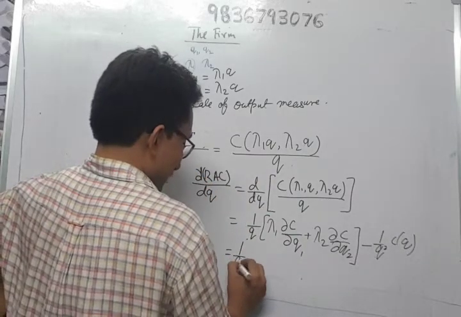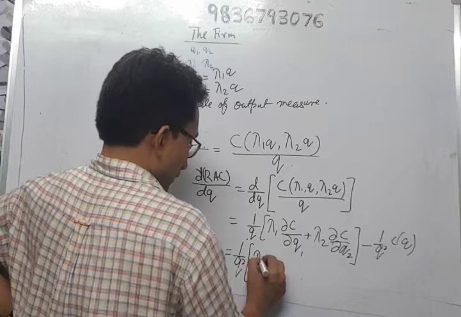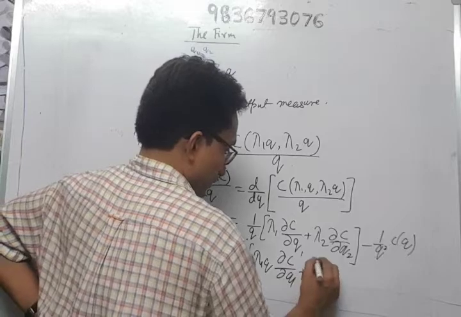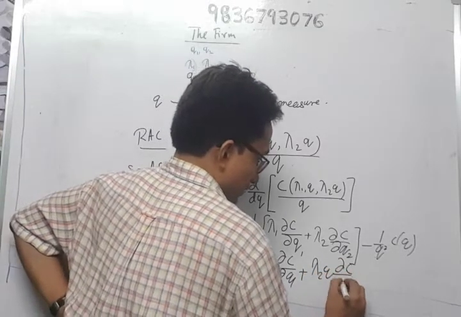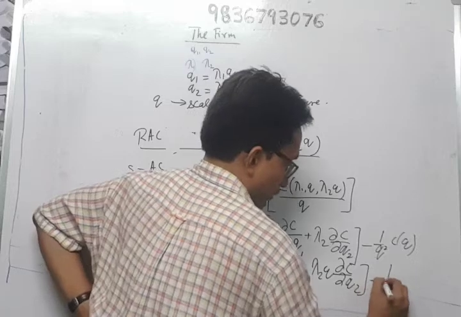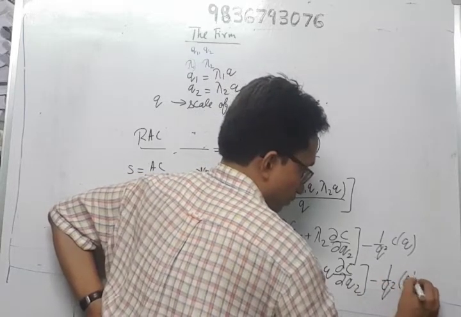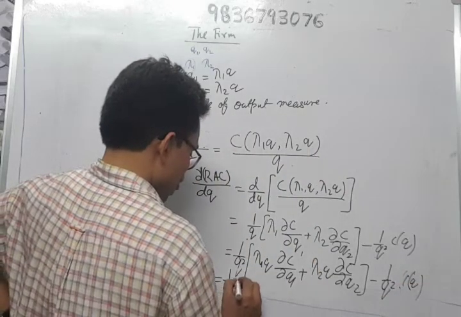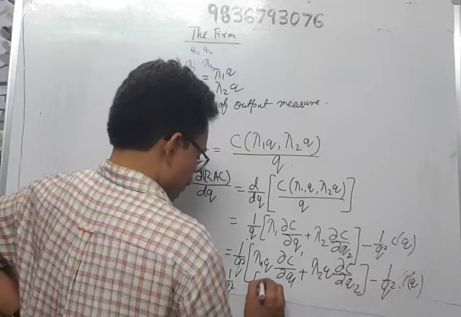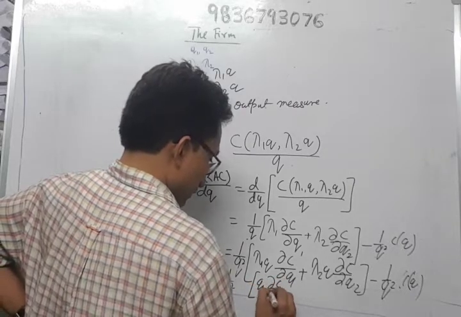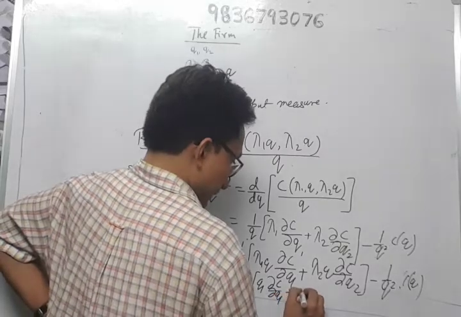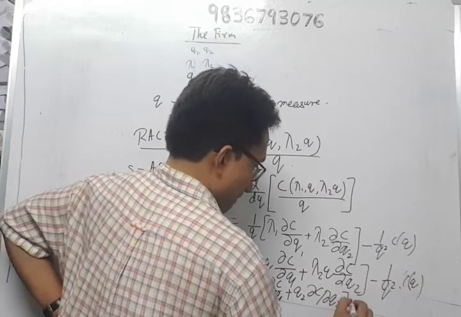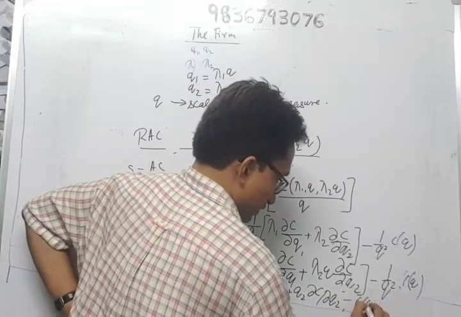So we can write this as 1 by Q squared, lambda 1 Q del C del Q1 plus lambda 2 Q del C del Q2, minus C of Q. So we can write this as 1 by Q squared, Q1 del C by del Q1 plus Q2 del C by del Q2, minus C of Q.